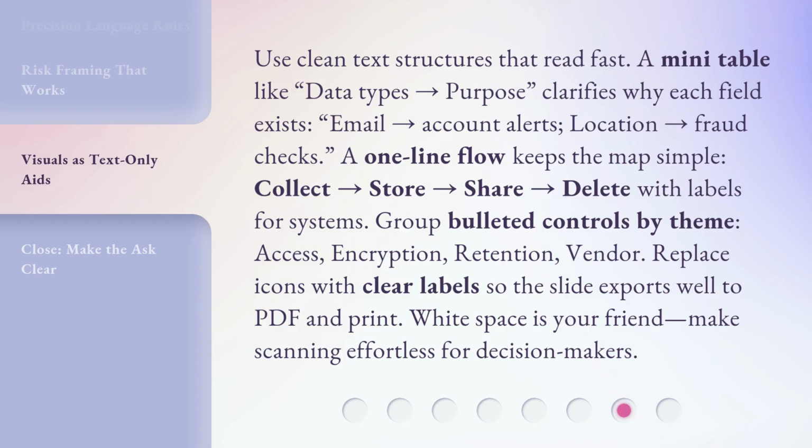Use clean text structures that read fast. A mini table like data type → purpose clarifies why each field exists. Email → account alerts. Location → fraud checks. A one-line flow keeps the map simple. Collect → Store → Share → Delete, with labels for systems.